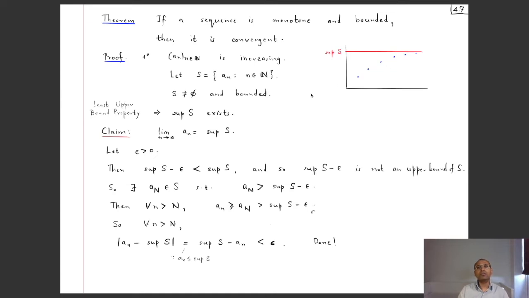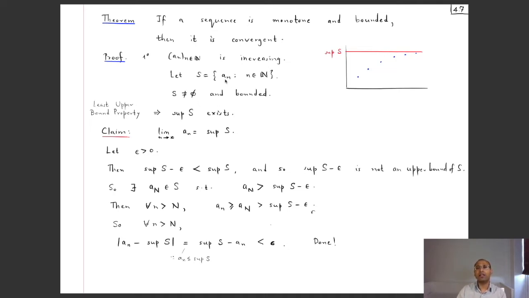What I'm going to show is that when the sequence is increasing and bounded, then the limit of this sequence is in fact the supremum of the set containing all the terms of the sequence. So let's define this set S. You just put all the terms of the sequence in that set. So this set contains a_1, a_2, a_3, and so on. Now this set is clearly non-empty, a_1 belongs to it, and it's bounded.